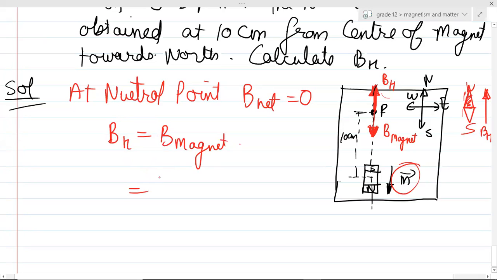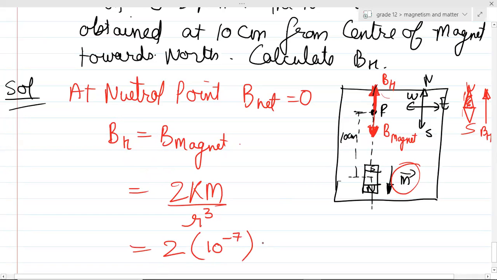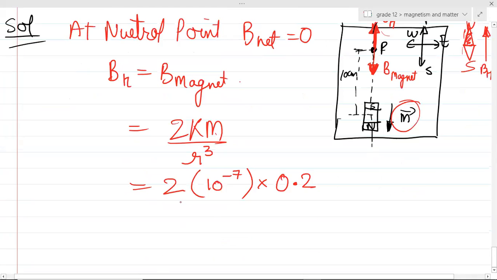And from here, you can calculate the magnetic field of a very small bar magnet. 10 centimeter is the distance, axial position, so 2kM by r cube. Everyone, do you remember this formula? That will be 2 times k, where k is mu naught by 4 pi, and the value of mu naught by 4 pi is 10 to the power minus 7. M they have given 0.2. R they have given 10 centimeter, that implies 0.1 whole cube. Sir, why are you using this formula? Because the bar magnet is small.